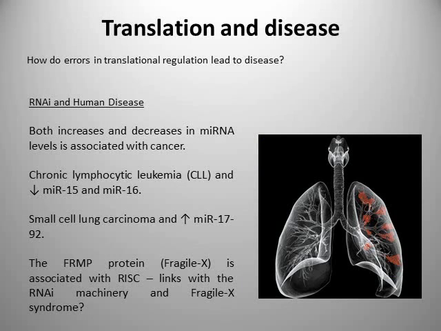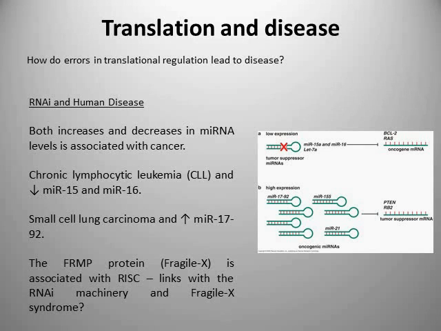But I guess a major player, the one that I really would like to emphasise with regards to human disease, is the role played by microRNAs in human disease. And we're now aware that both increases and decreases in microRNA levels can directly result in human disease, in particular cancer. So there are examples where the downregulation of microRNAs, such as microRNA 15 and 16, can directly result in an increased incidence of cancer. In this instance, it's chronic lymphocytic leukemia, CLL.